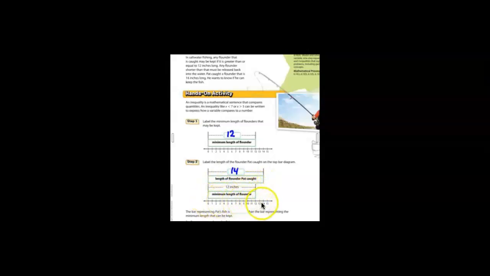Now we notice it starts at 0, ends at 14. So if I'm comparing 14 and 12, 14 is greater than 12, and so that can be kept. And I could also do it the other way around. 12 is the minimum. It's got to be 12. 12 is less than 14, so 14 is large enough to be kept. So the bar representing Pat's fish is larger than that representing the minimum, so it can be kept. Okay? All right.